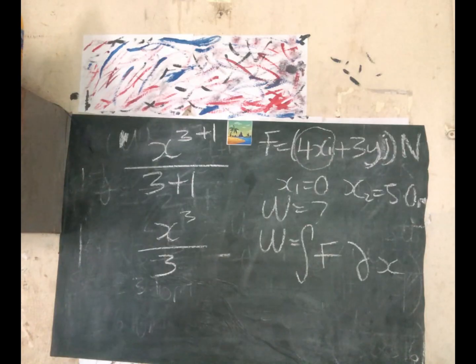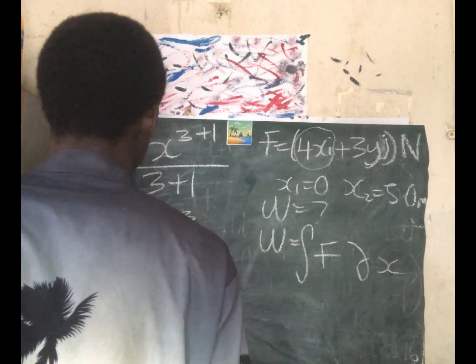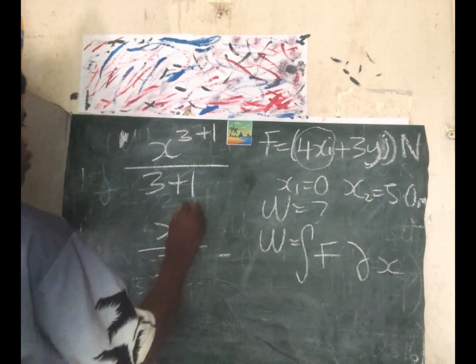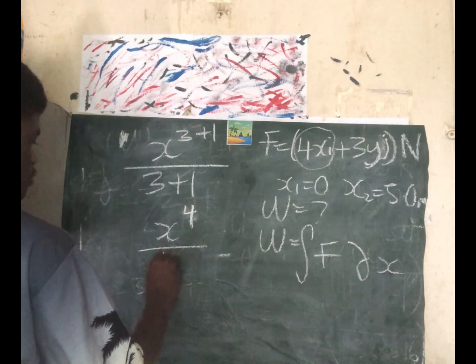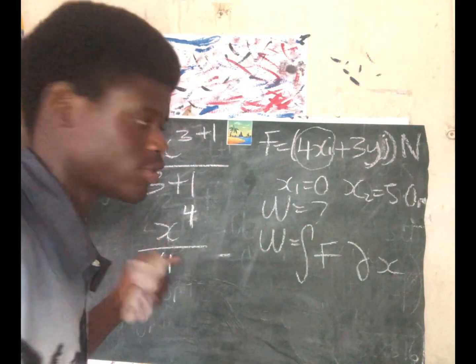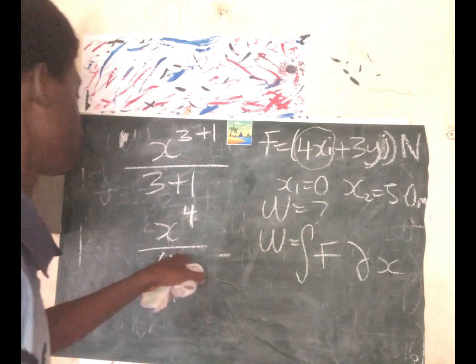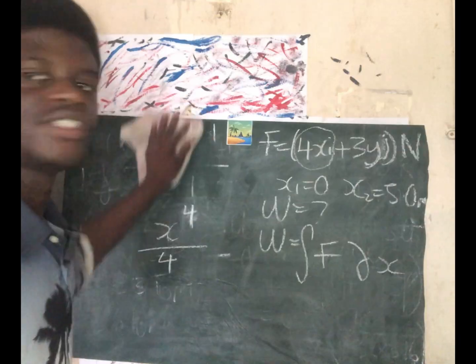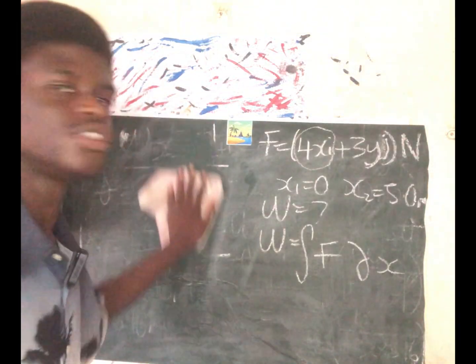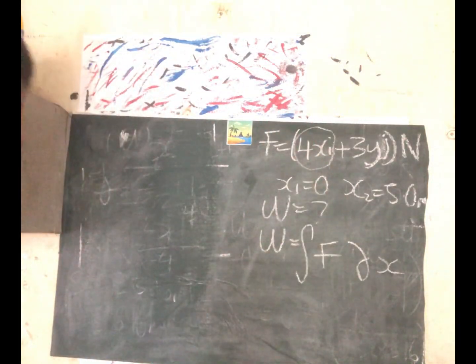X cubed over 3. So that's how to do it. Sorry, x raised to power 4, x raised to power 4 over 4, because 3 plus 1 is 4, of course. So that's x raised to power 4 over 4. So that's how to integrate. We are going to be using this principle to solve this question on work.